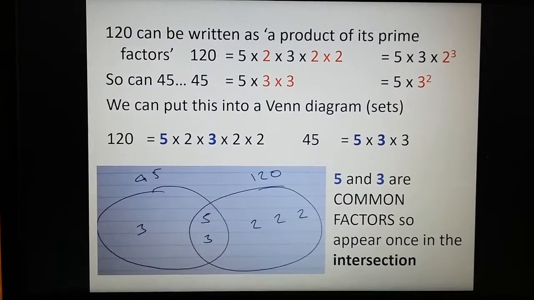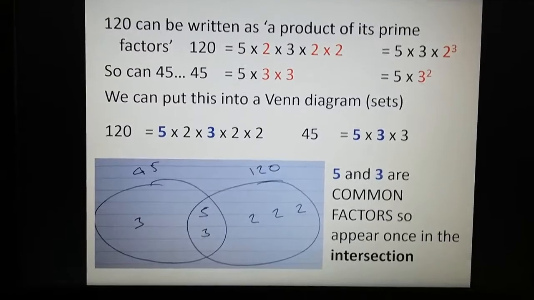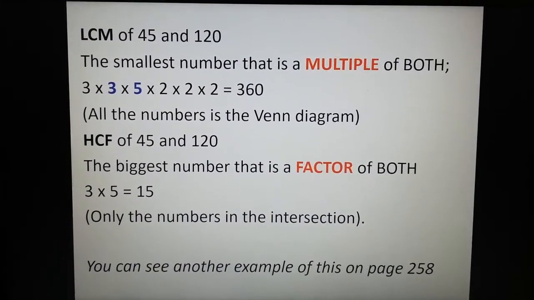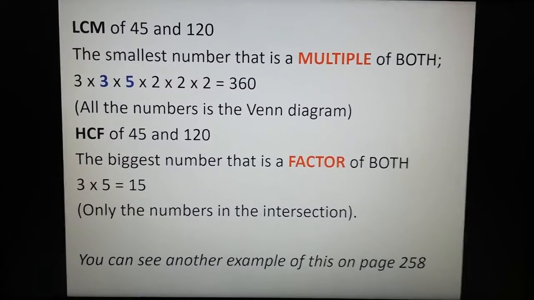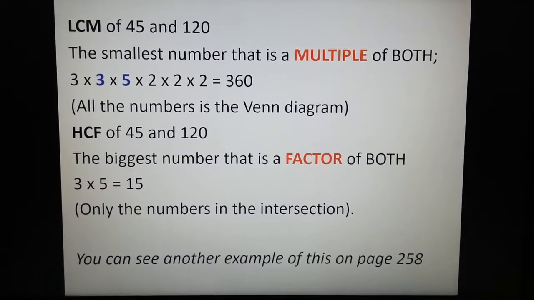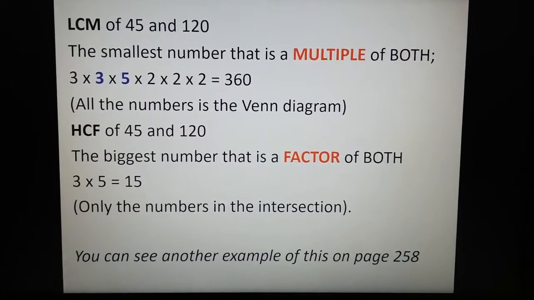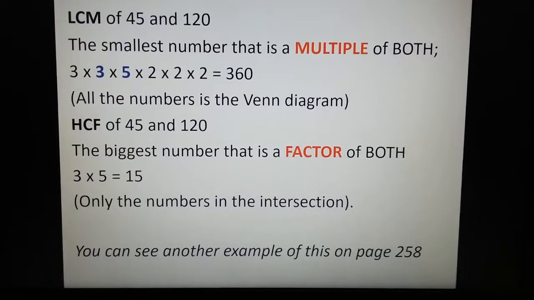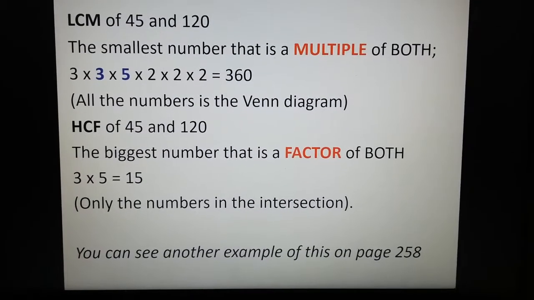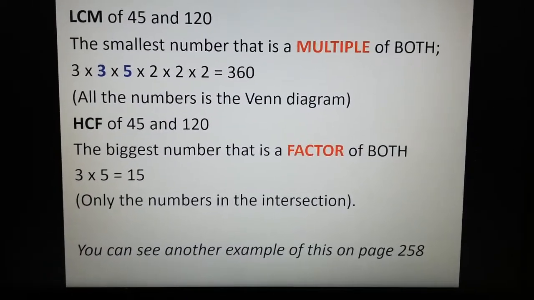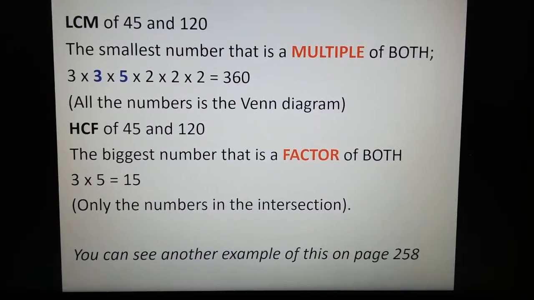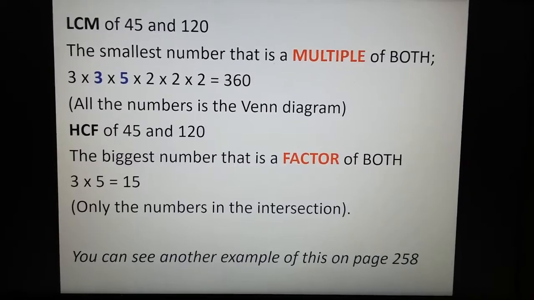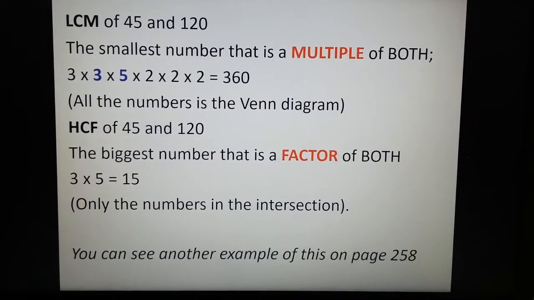This is a process that I'm going to be demonstrating in a moment. So lowest common multiple, that is the lowest number, the smallest number that is a multiple of both of them. So it's common to both of them, the lowest common multiple. If you look at the answer there, we've got 360. That is the smallest number that 45 will multiply up to, and 120 will also multiply up to.